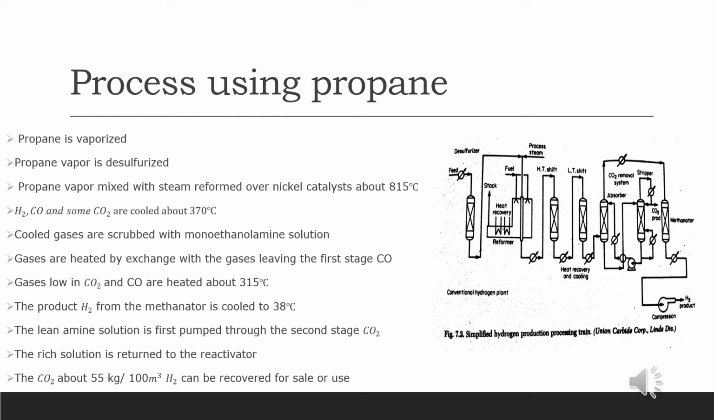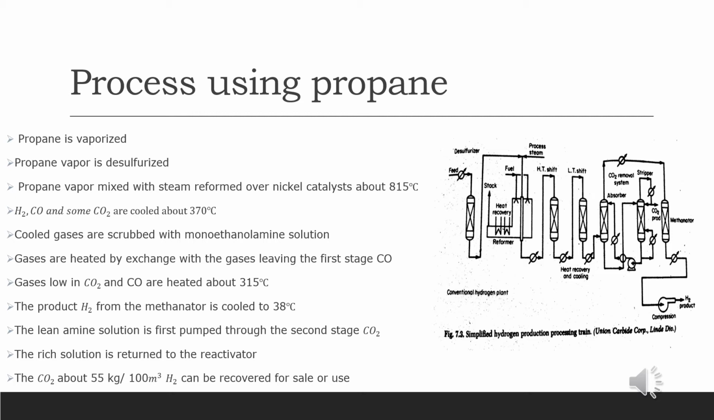The gas low in CO2 and CO is heated to about 315 degrees Celsius by exchange with gases from the second stage CO converter and passed to the methanator over a nickel catalyst to convert essentially all the carbon oxides to methane by reaction with hydrogen. The product hydrogen gas from the methanator is cooled to 38 degrees Celsius with water, leaving it pure except for saturation with water vapor.